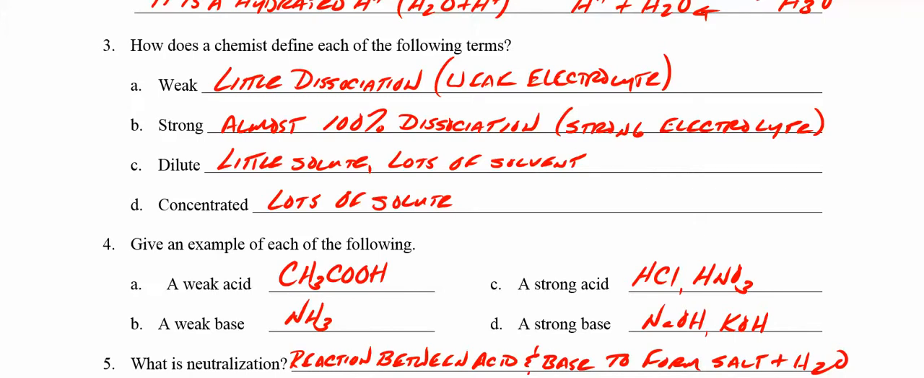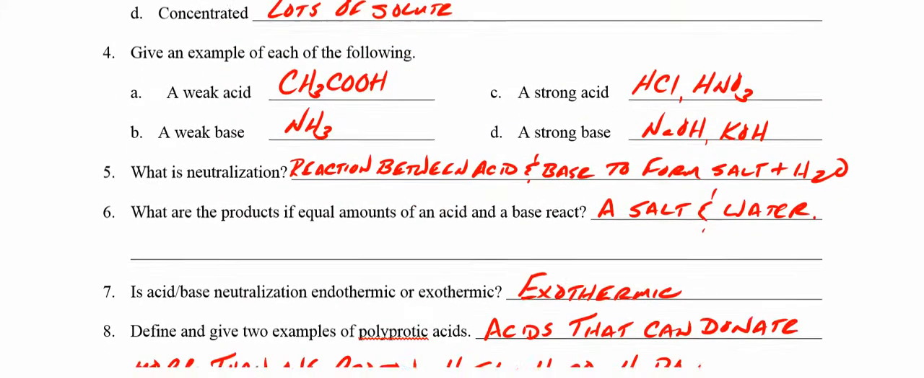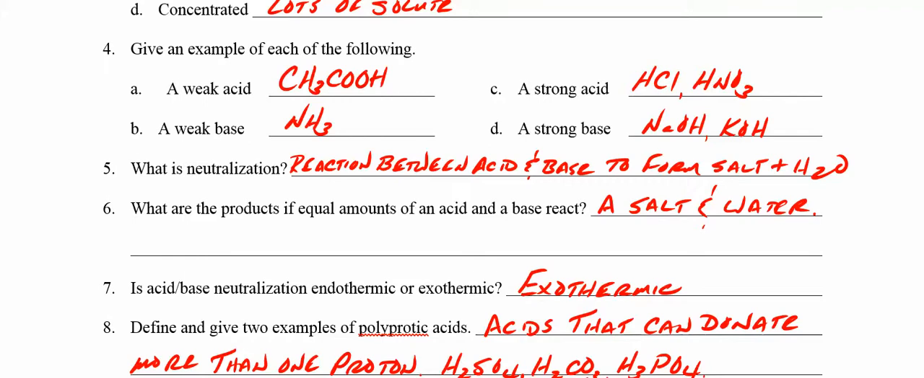Number 4 says, give an example of each of the following. A weak acid. We'll use acetic acid, CH3COOH. That is acetic acid. A weak base, ammonia. NH3 is a weak base. That means it does not dissociate very readily. C, a strong acid. We'll give 2 this time. Hydrochloric acid and nitric acid. Those are both strong acids. For strong bases, we'll use sodium hydroxide and potassium hydroxide, and that'll do it for 4D.